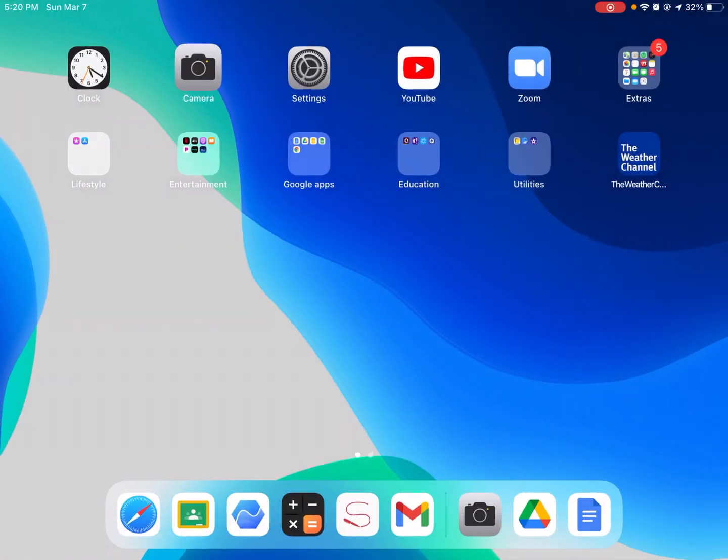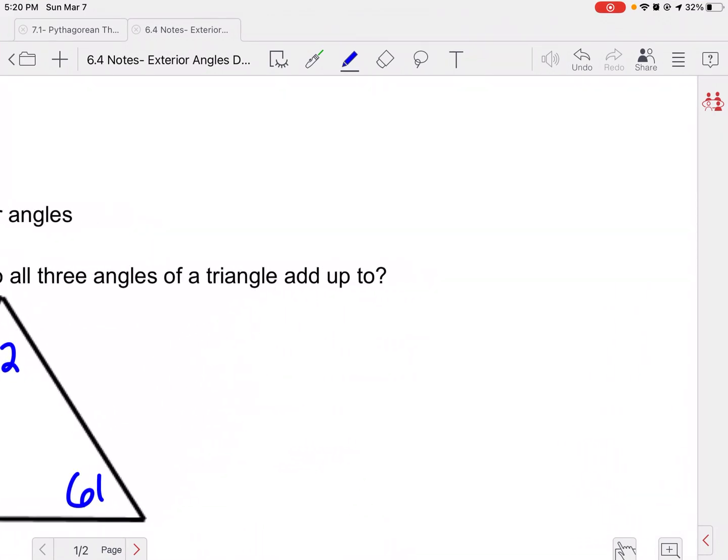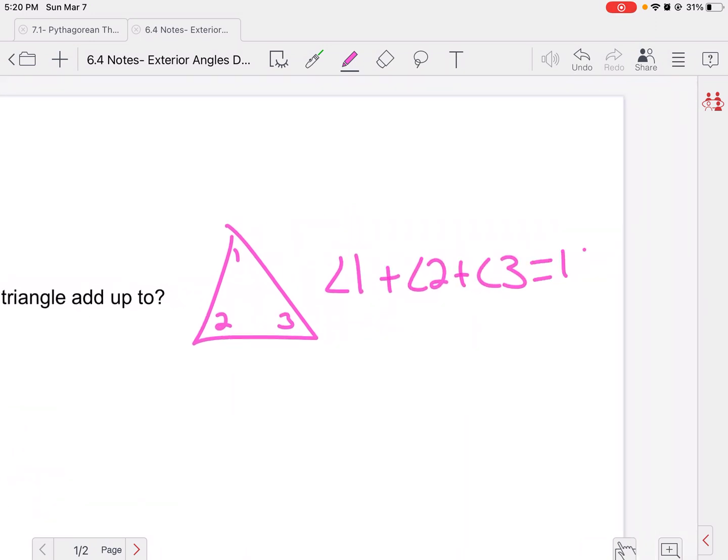We're going to talk about one more type of angle, and that's angles inside of a triangle, okay? You'll recall, what do all three angles of a triangle add up to be? So when you're looking at a triangle, if we have angle 1, 2, and 3, angle 1 plus angle 2 plus angle 3 will always equal 180 degrees, okay? You've learned that before. So you've got to keep that 180 degrees in your mind.